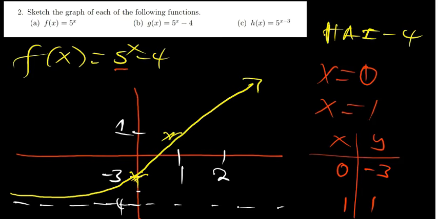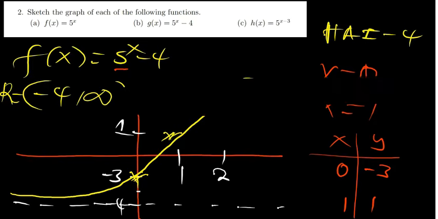Now we can see even from here that the domain is from negative infinity all the way to positive infinity, but the range is restricted. The range is starting from negative 4 going to positive infinity. Those are y values. Okay, but negative 4 is not included. So we're going to say negative 4 all the way to positive infinity. That is going to be our range. But the domain of an exponential is always from negative infinity all the way to positive infinity.